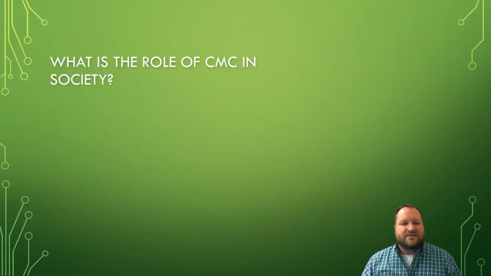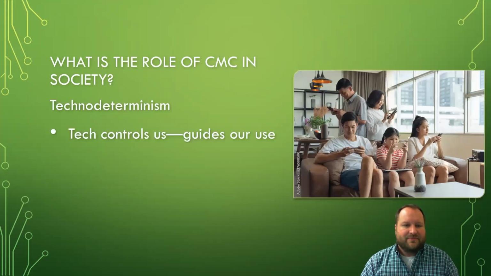So given that focus, one thing we can ask is, what's the role of computer-mediated communication in society? And this is where we're going to find two different types of camps of people typically. The first camp are what we call techno-determinists. These are the individuals that view that technology controls us. If you give humans a new technology, that technology will guide our use.